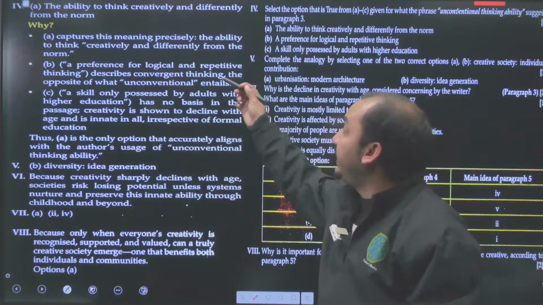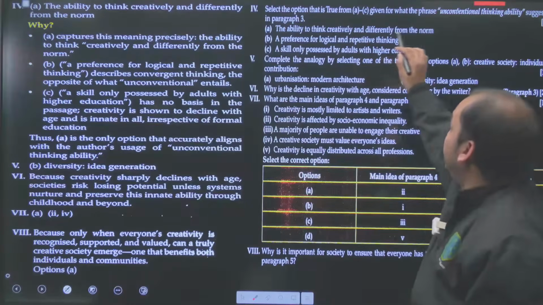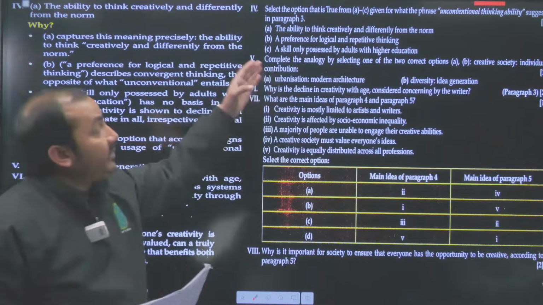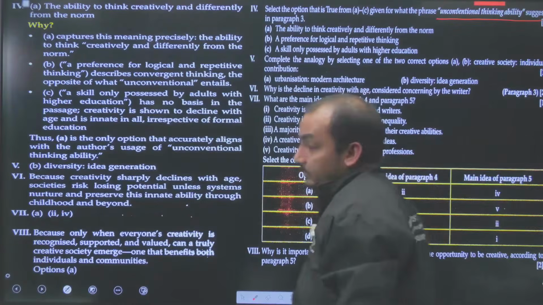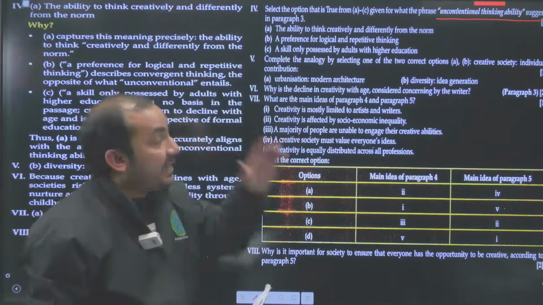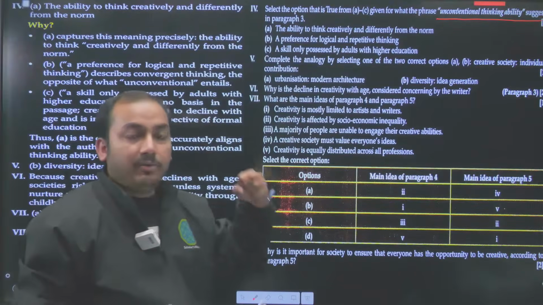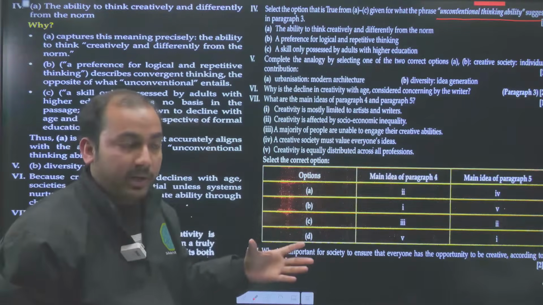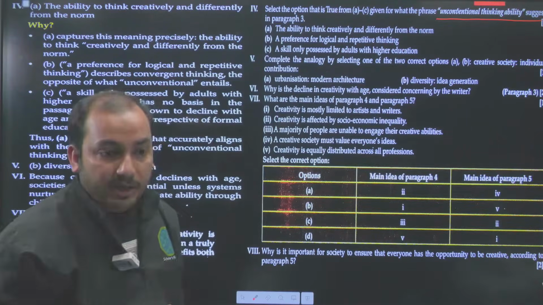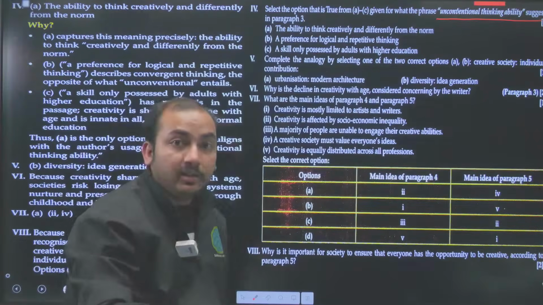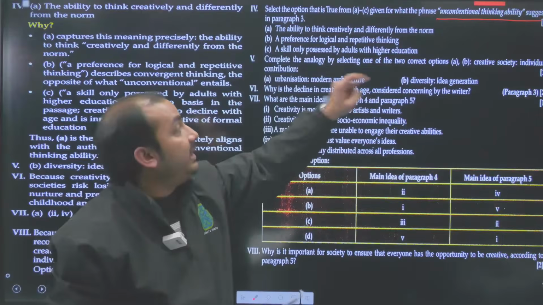Question number 4, the ability to think creatively and differently from the norm. Select the option that is true from A to C for the phrase unconventional thinking ability suggests. Unconventional means something which is tough. You have to be focused a lot to do something in a unique way. We always follow the path which is already shown by someone or predetermined. If I tell you to find a new way to deal with something, you will become exhausted doing that. So what does unconventional thinking ability suggest?